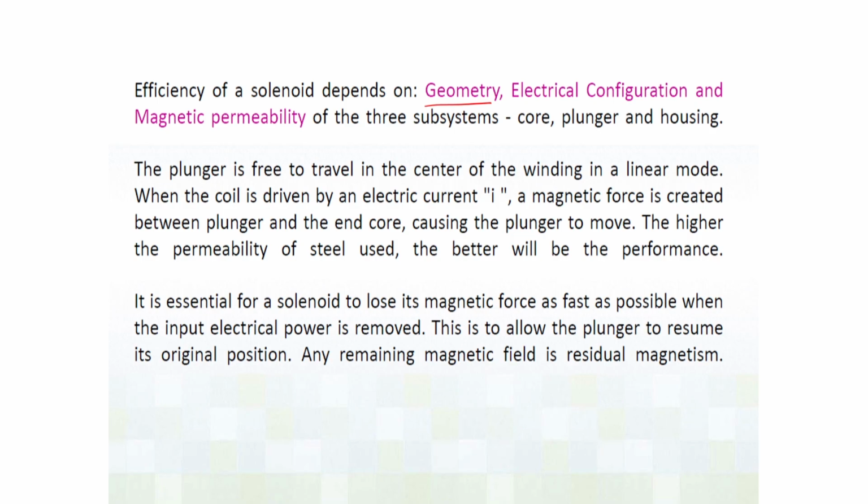So, this magnetic force, the Lorentz force, actually forces the plunger to move, and the material property that comes into the picture here is the permeability of the steel that is used. The higher the permeability, the more forces are involved in the system, and the better the performance of the system. Also, whenever you are withdrawing the current, it should not remain magnetic, it should quickly become non-magnetic. So, that means the remaining residual magnetism is a problem. So, you have to have as little residual magnetism in the system as possible.